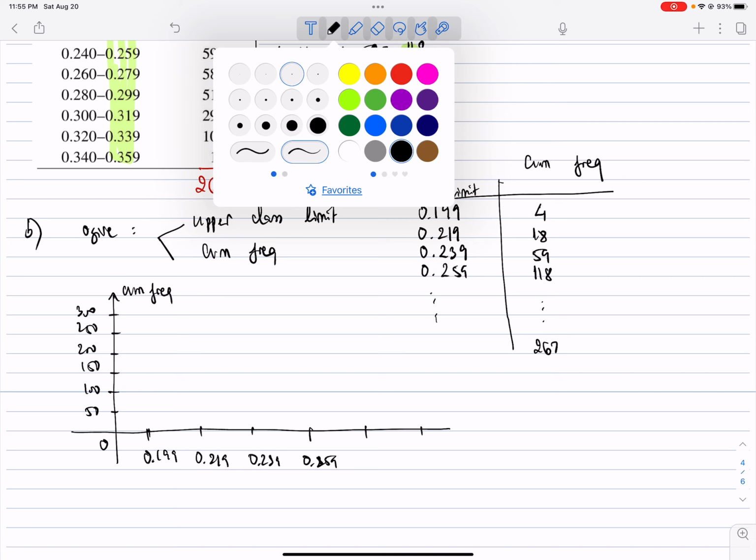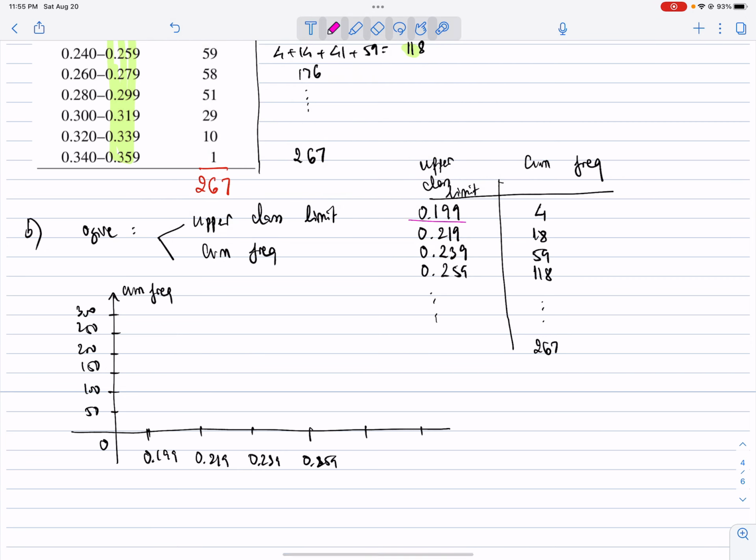Now the first point we will have is 0.199, which is about here. The second point is 0.219, 18, so it's about here. And then the next one, 0.239, 59, so it's about here. And then the next one is 118, right? 118 for the Y part, a little bit more than 100. And you keep plotting more points. And you can see that when we connect these points, the ogive graph just keeps increasing.